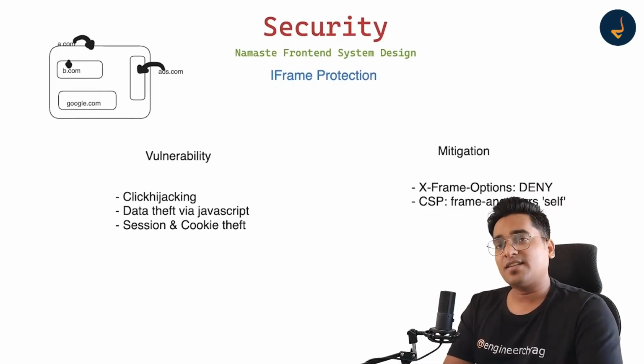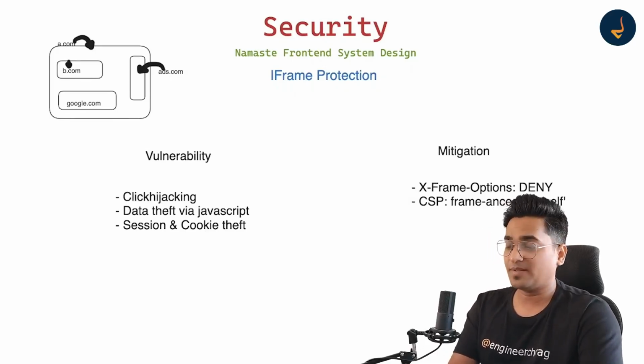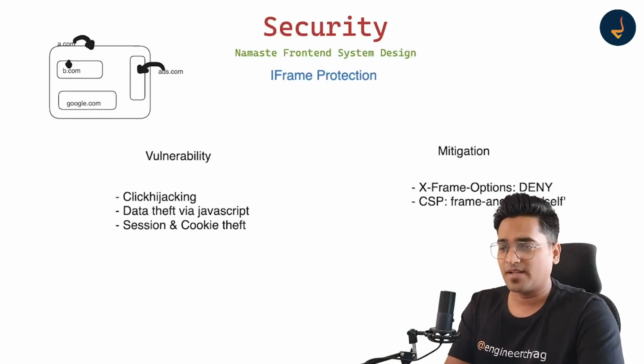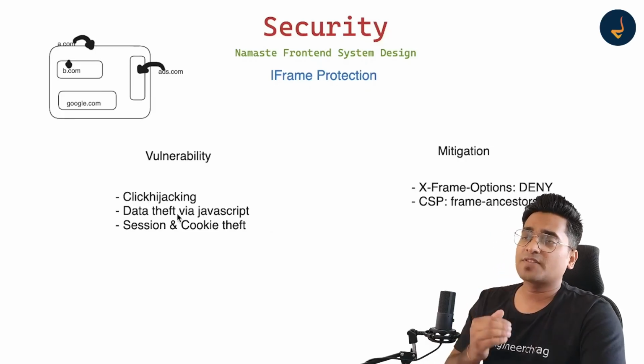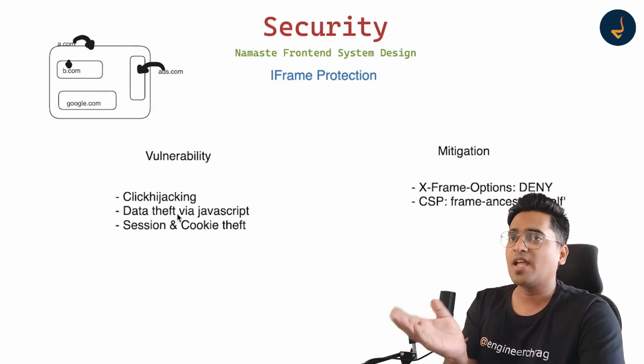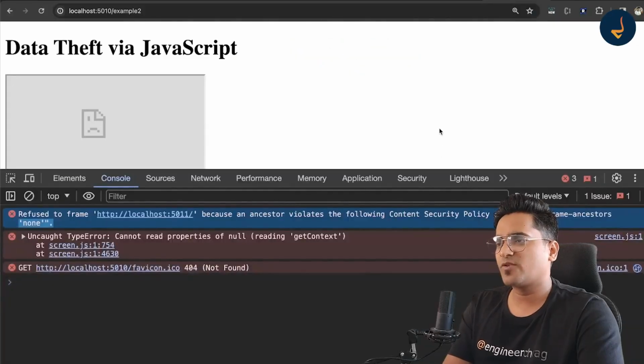Now with that, the story doesn't end. There are other things that we have to take care of, like we were talking about clickjacking, which probably could happen. We talked about data theft probably can happen. In case of data theft, what if someone is able to execute some JavaScript in the iframe? We wanted to avoid that. I don't want any of the JavaScript even to be executed in my iframe.